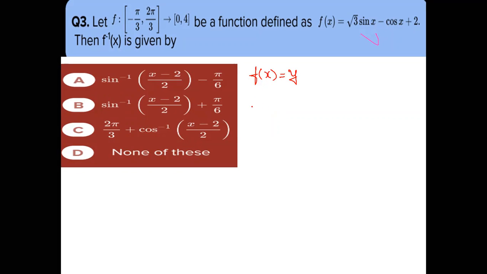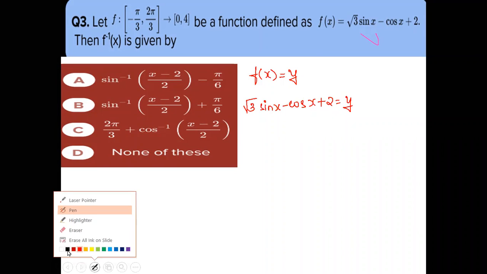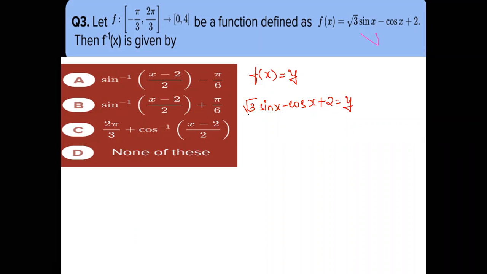So we know what is f of x. What is f of x? Root 3 sin x minus cos x plus 2 is equal to y. Okay, so now if you observe carefully, it is some number into sin x minus cos x. So what I'll do is I'll convert this into the form sin x minus y.